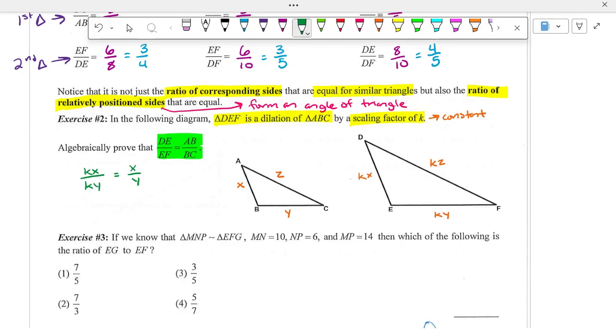Now let me ask you guys this. What do you notice about the left side of the equation? What could happen? On the left side of the equation, what can you notice that we can simplify? The K's. The K's are the same number, so they go away. If you have K over K, that's 1. So we have X over Y is equal to X over Y. Is that a true statement? Are they equal? Yeah. So we just showed that DE over EF is equal to AB over BC.